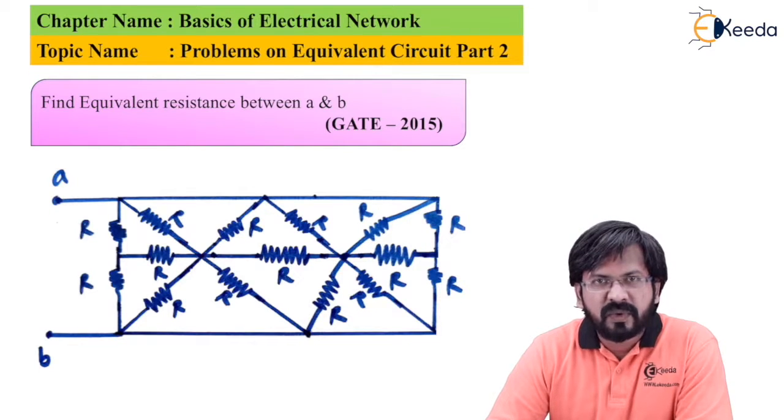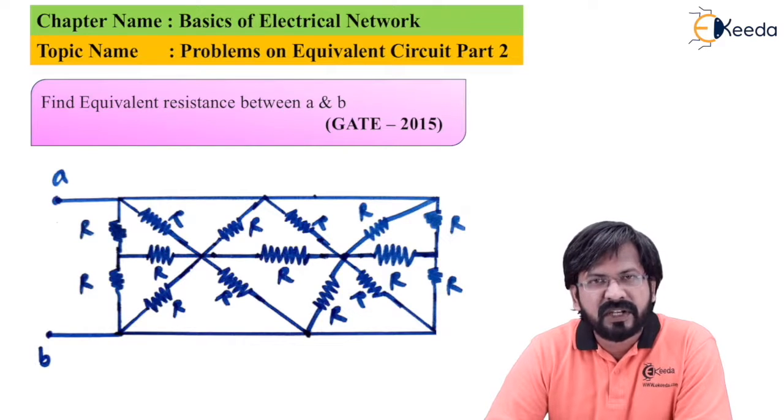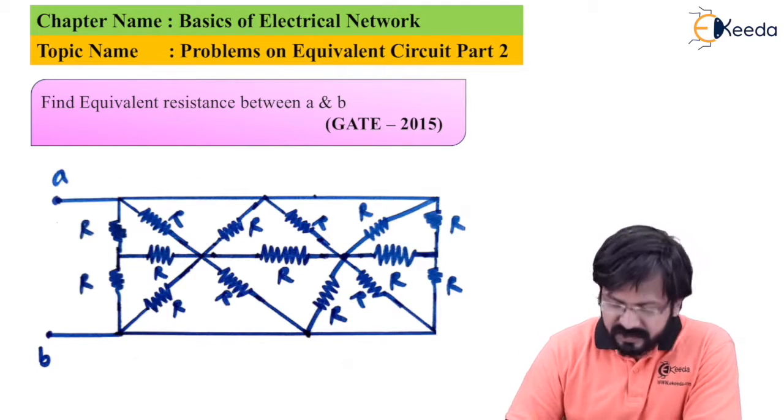They are asking you to find an equivalent resistance between A and B, and as you can see the resistive network is given to you, which right now appears to be complex. Believe me, even though in the GATE problems the problem appears to be complex, most of the problems are easy to solve. Let us see how to deal with this.